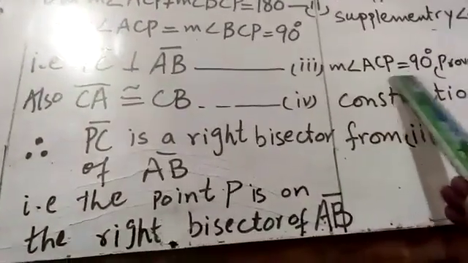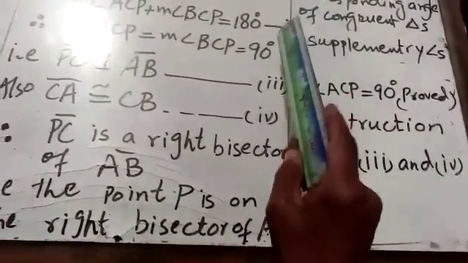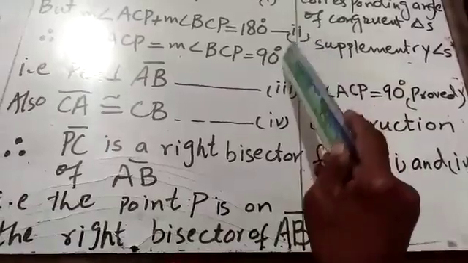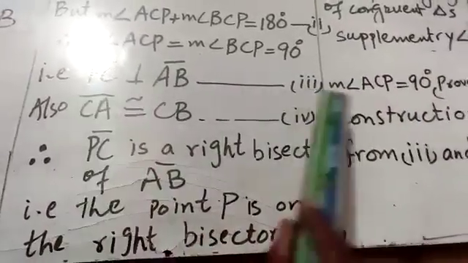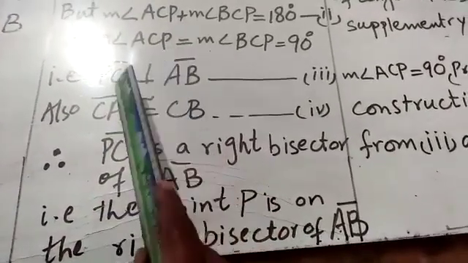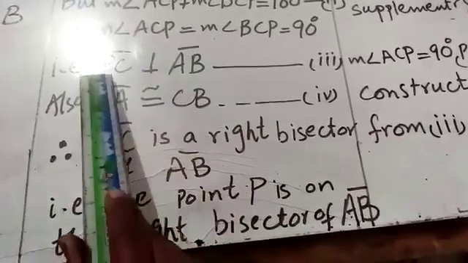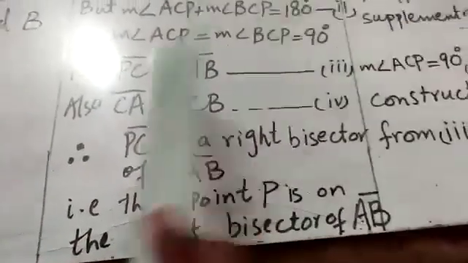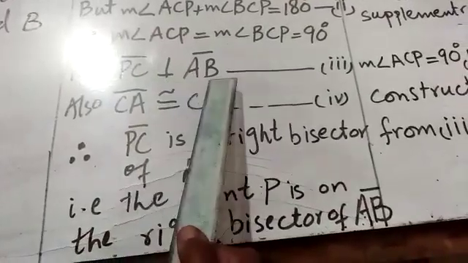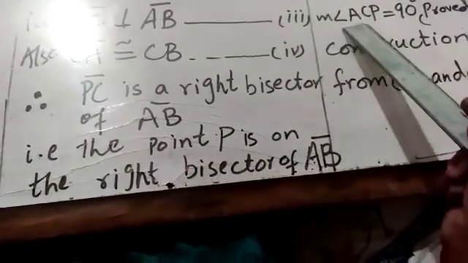because angle ACP is equal to 90 degrees, which was proved in this statement. And so we can write PC is perpendicular to AB, because all the lines which make a 90 degree angle with another line are known as perpendicular. So we will write here PC is perpendicular to AB due to this statement. This is equation number 3. The reason is angle ACP is equal to 90 degrees.